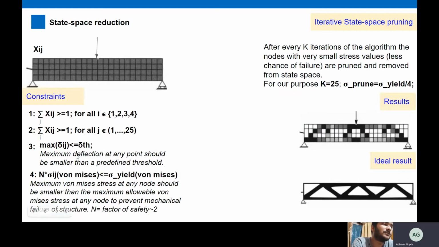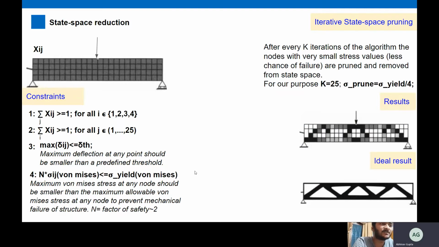The third constraint that we imposed is maximum deflection of every node. Maximum deflection of all nodes should be smaller than or equal to a threshold value. This is done because we want some level of structural rigidity in our design. The fourth and last constraint is that our system shouldn't fail. The condition to prevent that is the von Mises yield stress criterion, and this is represented as follows. Maximum von Mises stress at any node should be smaller than the maximum allowable von Mises stress to prevent mechanical failure. We have considered factor of safety to be 2 in our design.